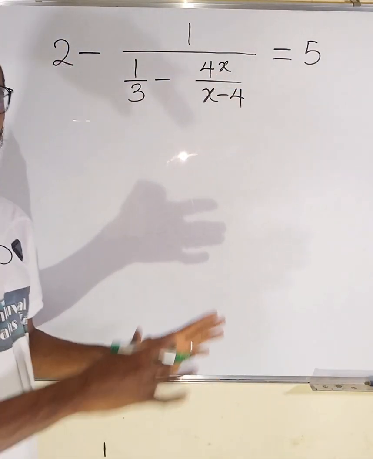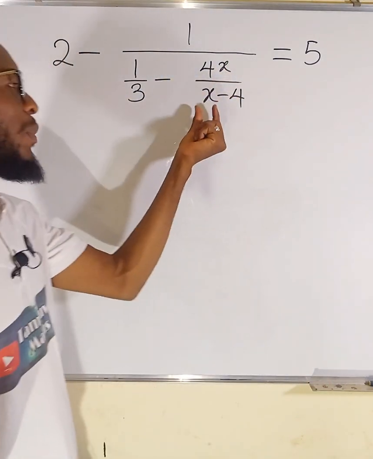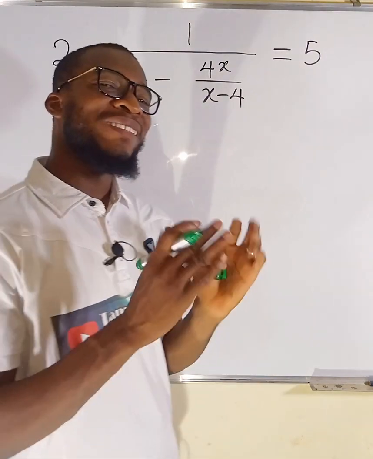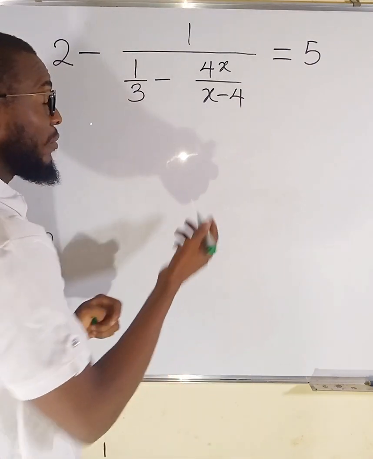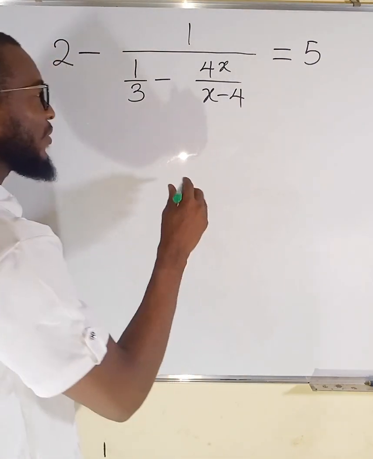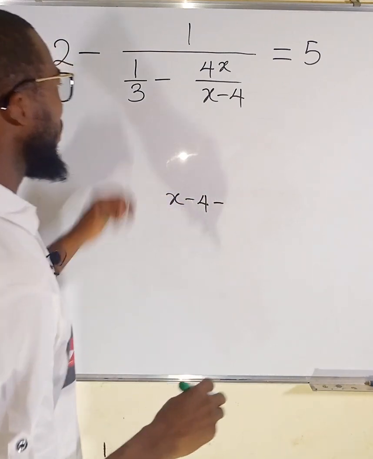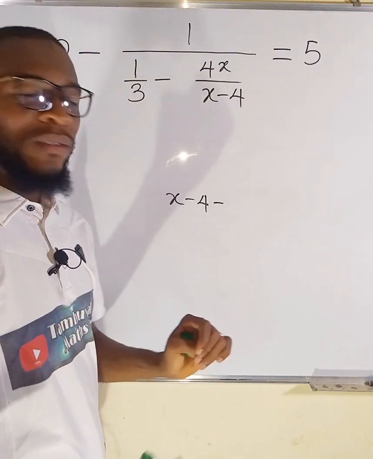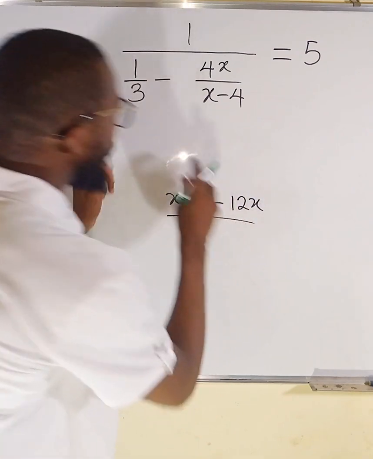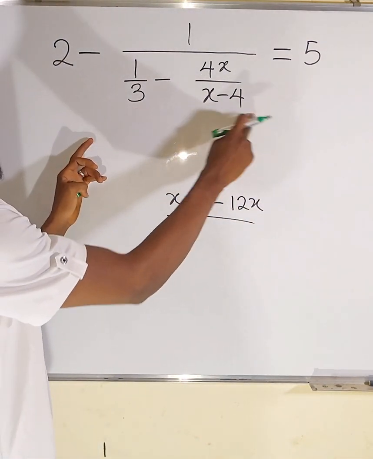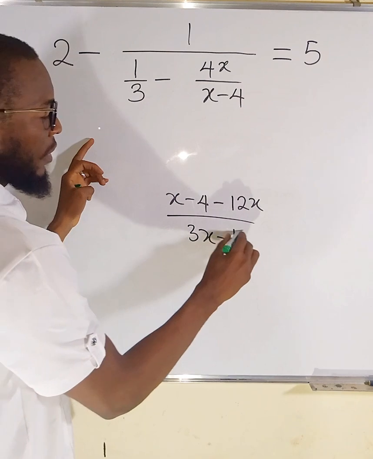All right, let's continue. Again, we have other two fractions, 1 over 3 minus 4x divided by x minus 4. We are going to perform the same thing. We take the whole of x minus 4 and multiply by 1 using the butterfly method of addition or subtraction of fractions. That will give us x minus 4. Then we subtract. We take 3 multiplied by 4x, and that will give us 12x. Then we divide by the product. This time the whole of this will give us 3 times x is 3x, minus 3 times 4 is 12.